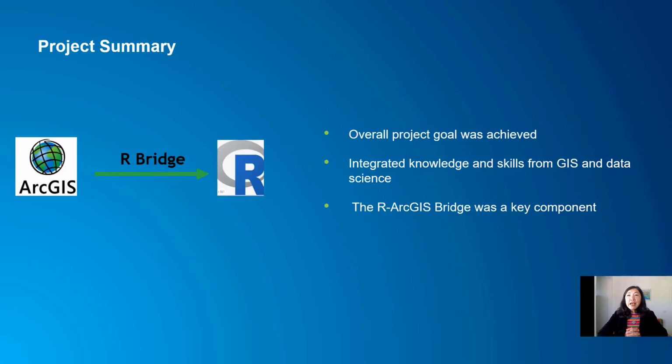To sum it up, this project with ArcGIS Pro and R achieved its overall goal, which is to predict urban growth in this study area. Our team integrated knowledge and skills from GIS and data science to make this project successful. Our ArcGIS Bridge was a key component in creating a smooth workflow. It allowed R to dynamically access ArcGIS Pro data and save our results back to an ArcGIS geodatabase.